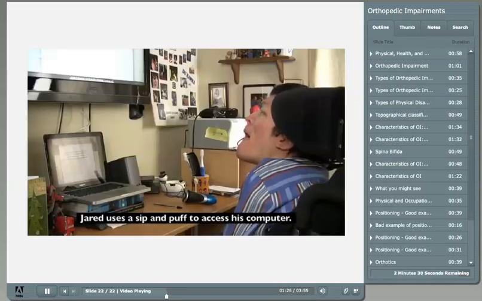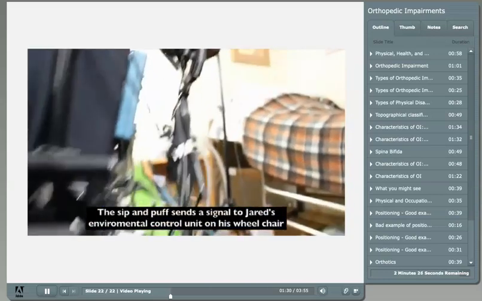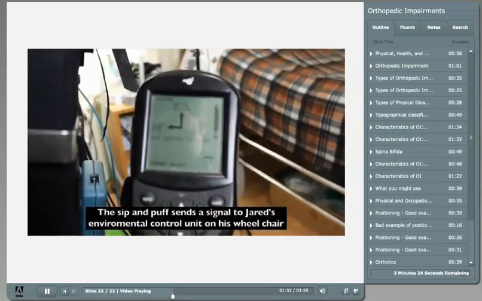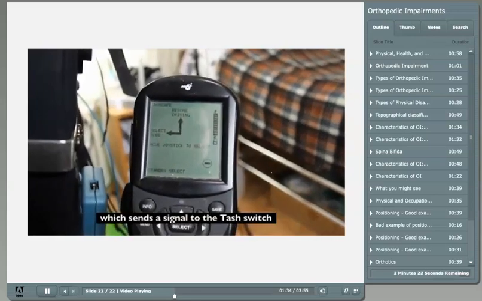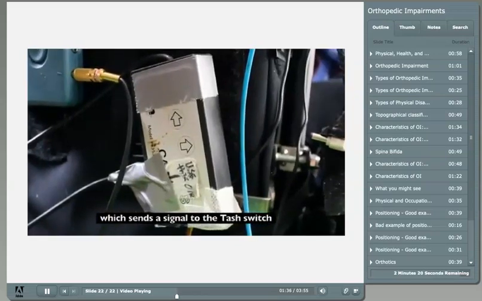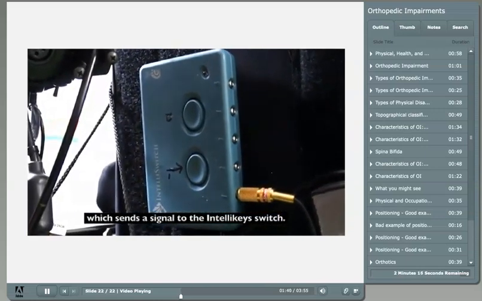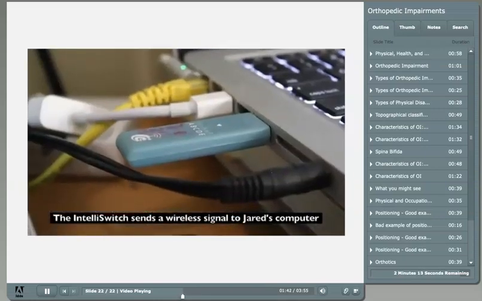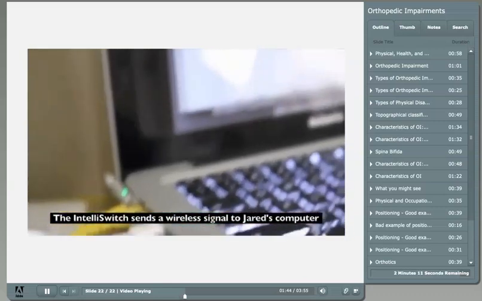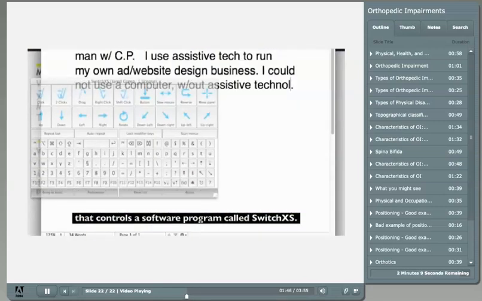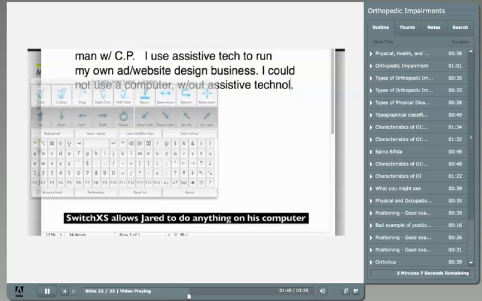Jared uses a sip and puff to access his computer. The sip and puff sends a signal to Jared's environmental control unit on his wheelchair, which sends a signal to the TASH switch, which sends a signal to the IntelliKey switch. The IntelliKey sends a wireless signal to Jared's computer that controls a software program called SwitchXS.